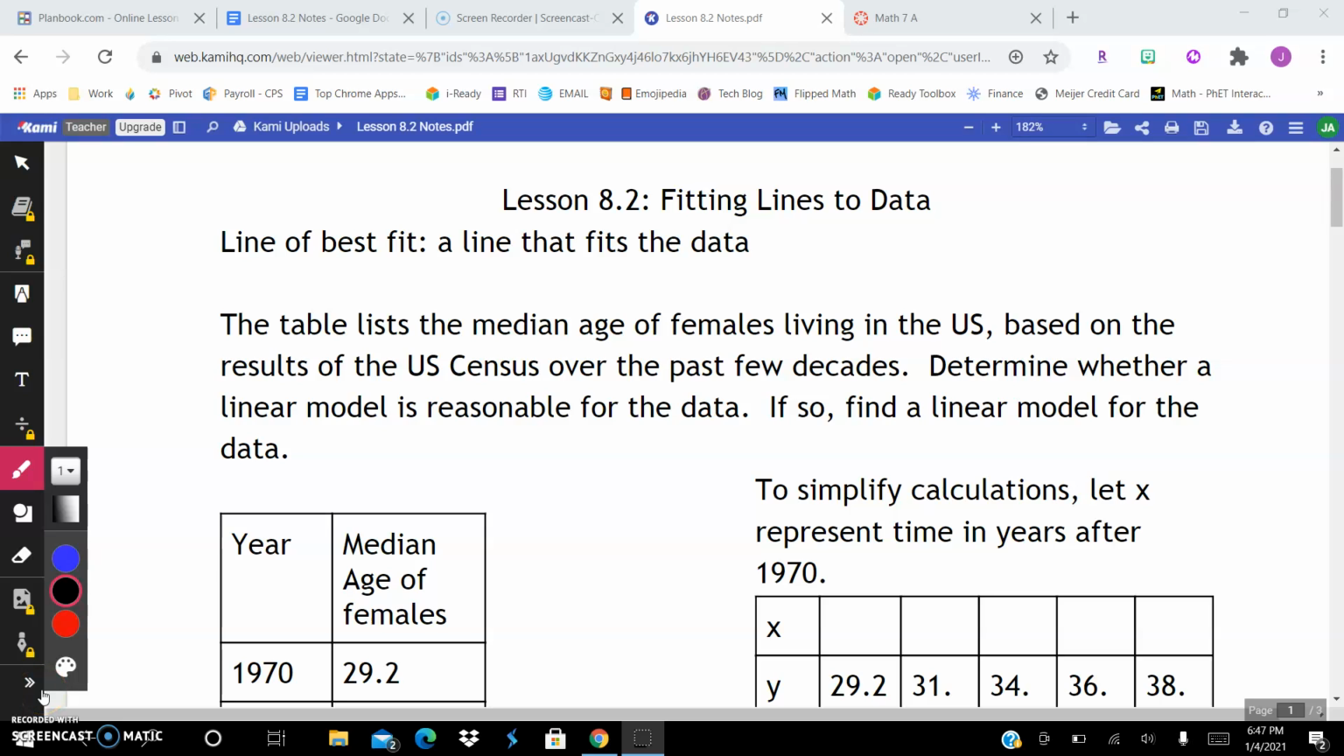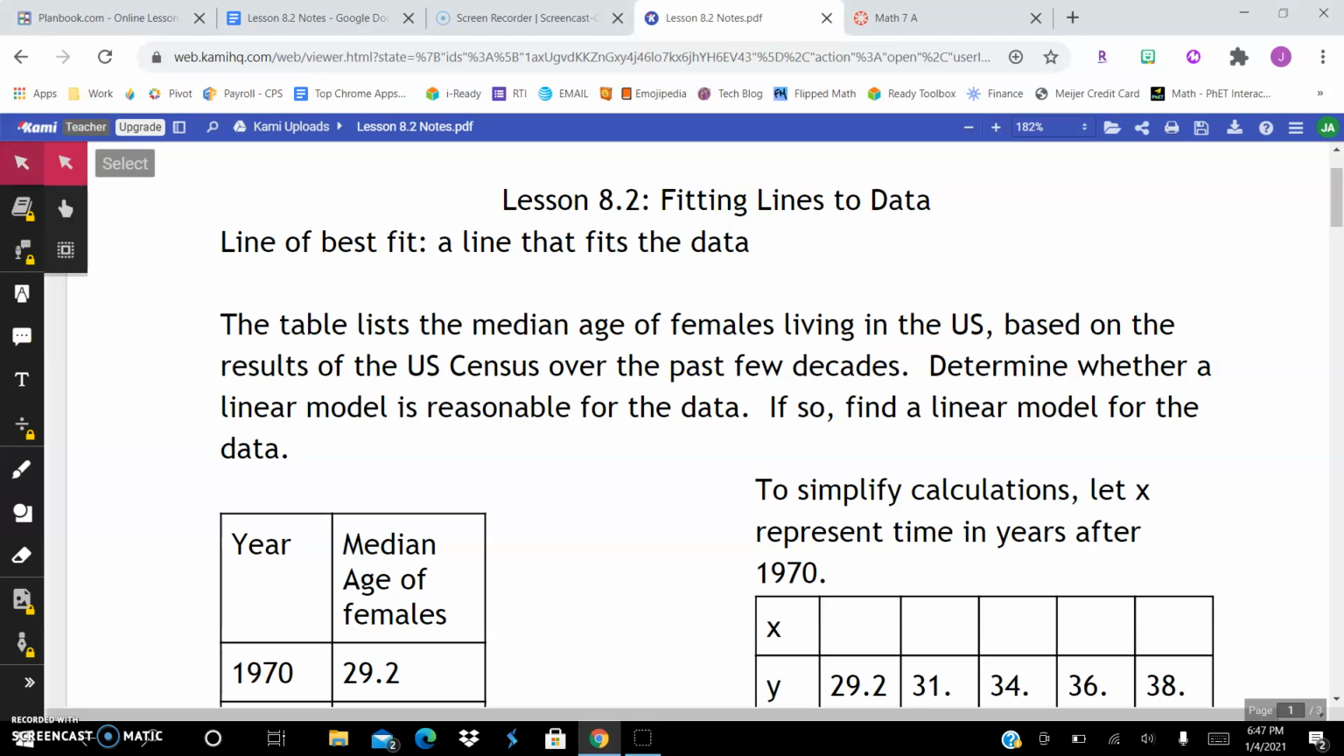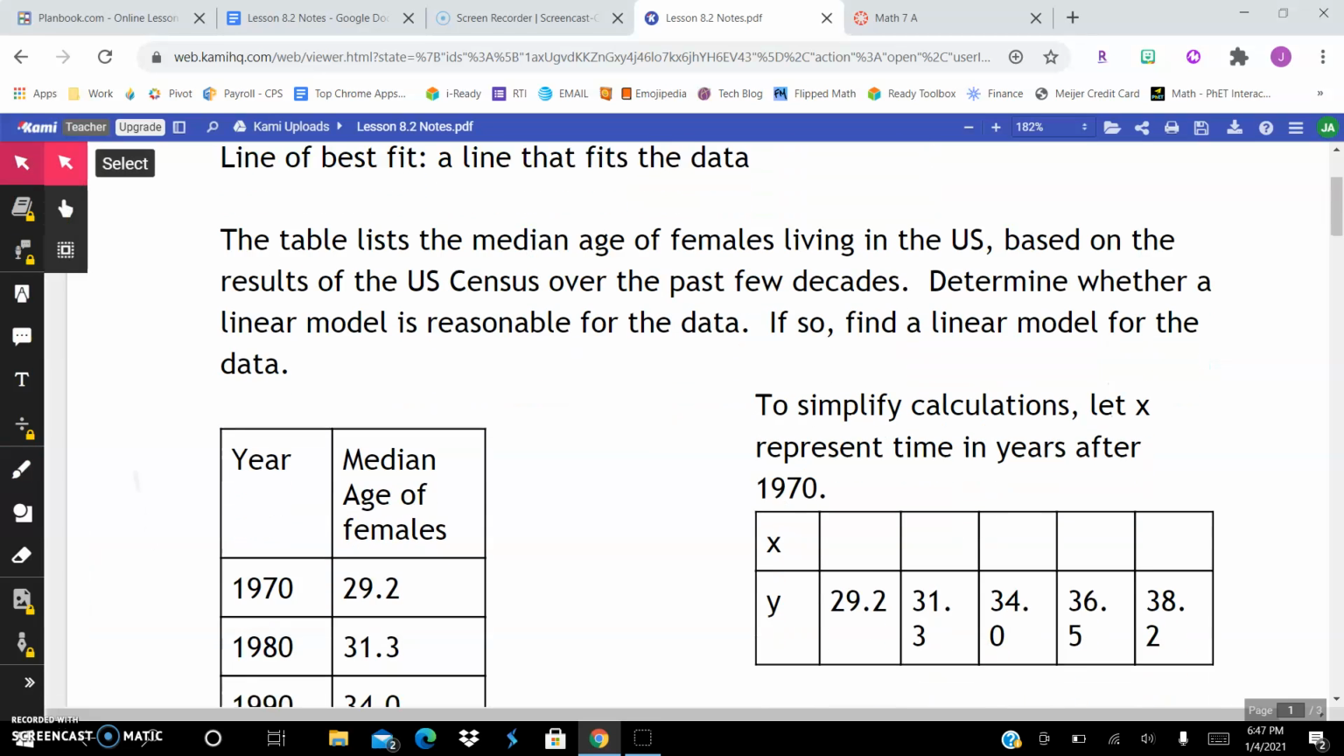Section 8.2 is going to be fitting lines to our data. So we're going to have scatter plots and we're going to find lines of best fit. A line of best fit is just a line that fits the data, our scatter plot, the best, trying to have the same amount of dots above and below it. This line of best fit can go through dots on the scatter plot, but we want to try to have it in the middle to show the best representation of the scatter plot.